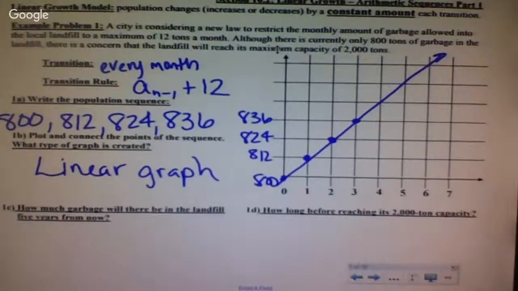So, tell me this. Linear graph. Y equals mx plus b. So, a linear graph, when you learned it, is y equals mx plus b. What did m represent? Slope. And what was b? The y-intercept. Guess what? It's come back to haunt you.